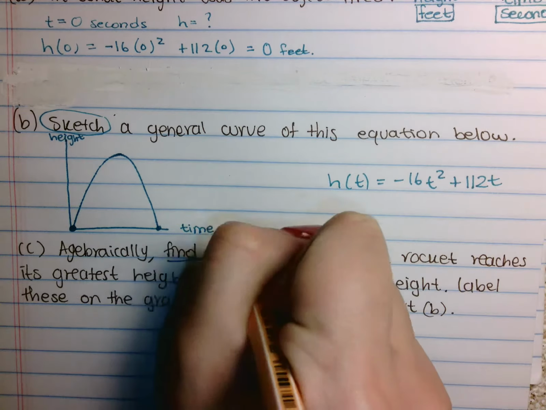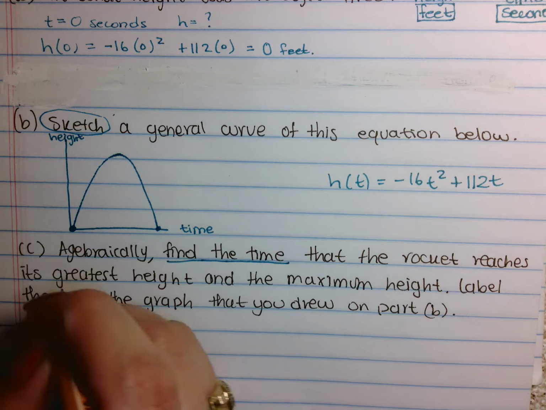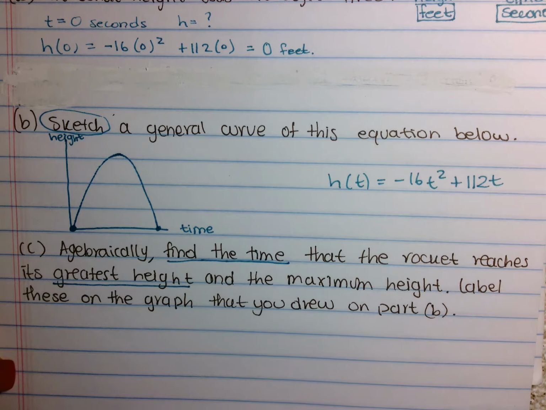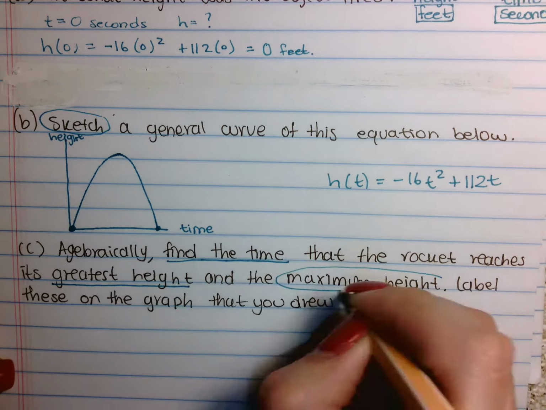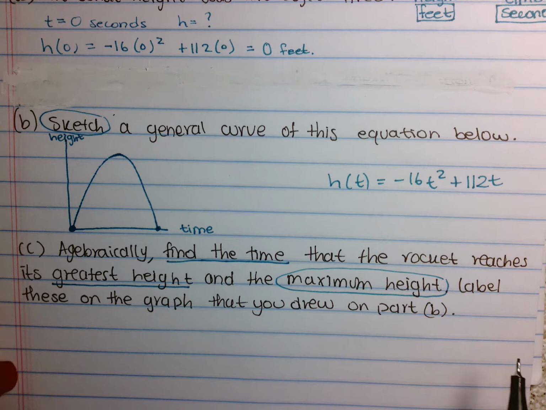find the time. First part of your question, they're telling you to find the time that the rocket reaches its greatest height. I want the greatest height, or the maximum height. Keyword, maximum height, biggest height, same thing. They just said it twice. You notice that? How they just want to put words to confuse you? Same thing. Label these on the graph that you drew in part B.